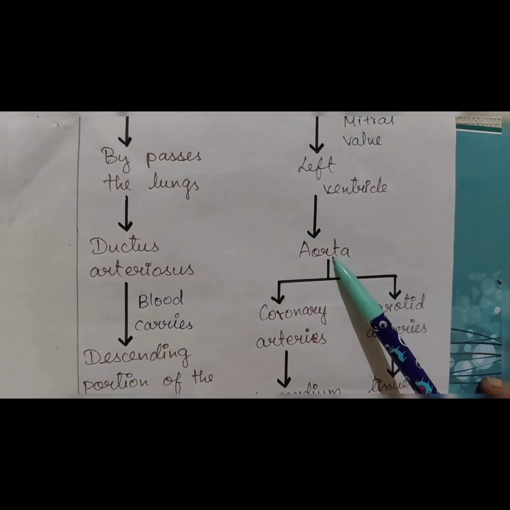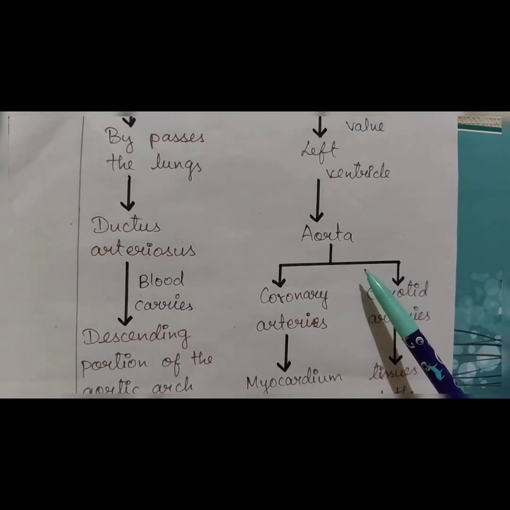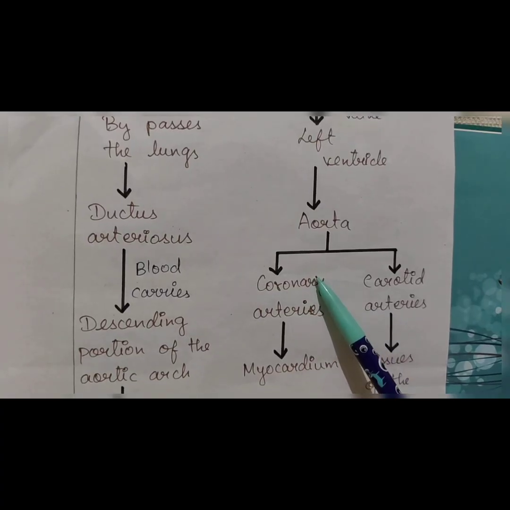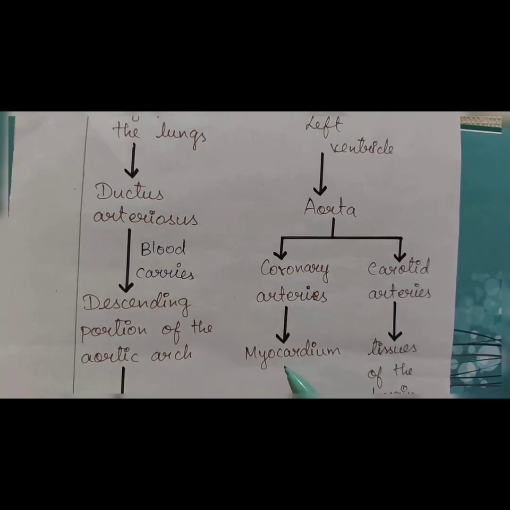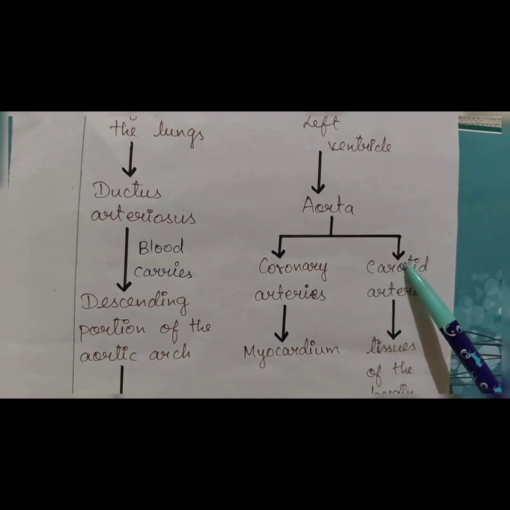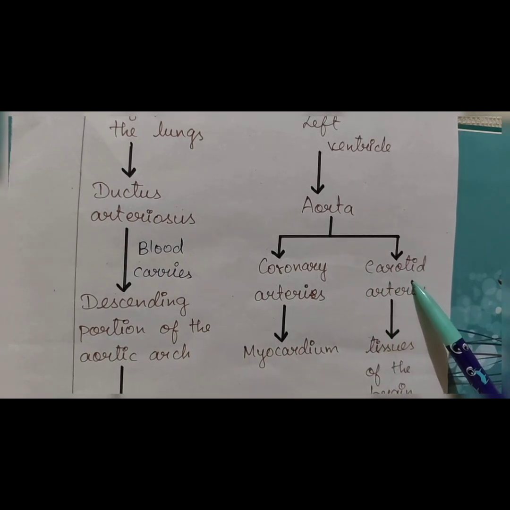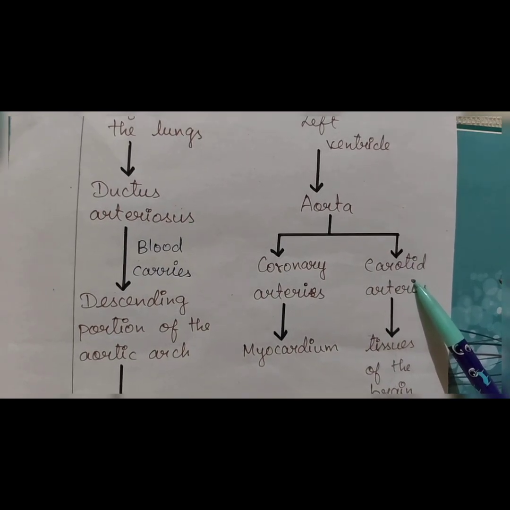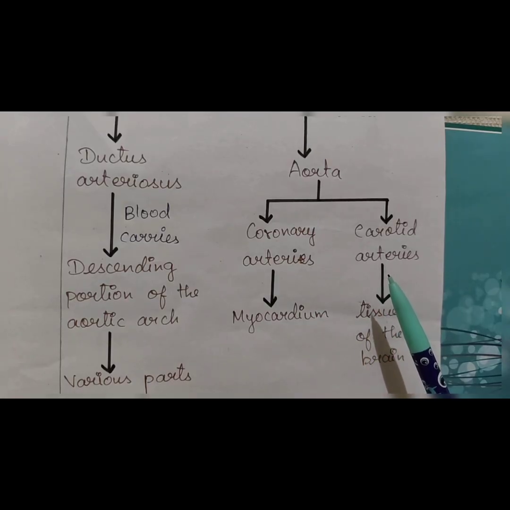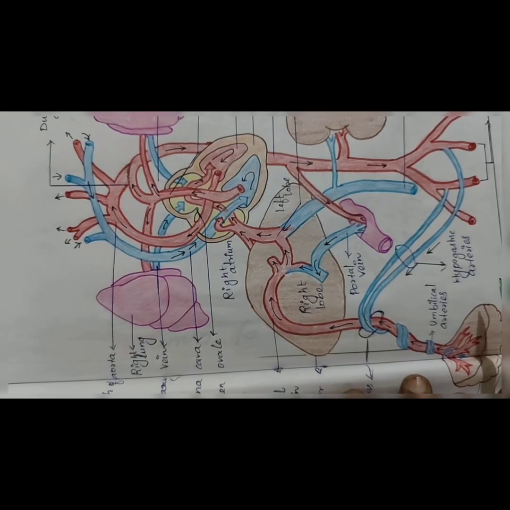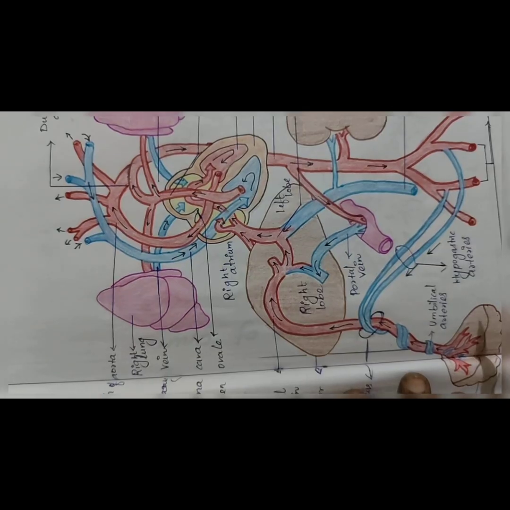From the aorta, it is divided into two places. One is the coronary arteries, which supply the myocardium, and another is the carotid arteries, and from the carotid arteries the blood enters the tissues of the brain. So this is the process of fetal circulation. If you look at this, you can understand it a little bit.